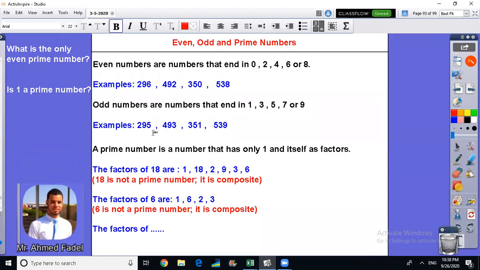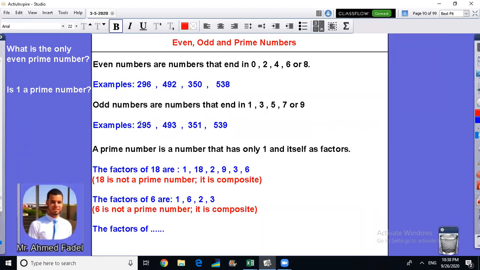So here, 295. Someone might say, oh, Mr., 2 is an even number. Well, but we agreed it ends in what? 5. 5 is an odd number. So I don't care about the first digit. I don't care about the second digit either. All that I care about is the last digit to determine whether this is an odd or an even number. Here, it ends with 5, it's an odd number. Ends with 3, it's an odd number. Ends with 1, it's an odd number. Ends with 9, it is an odd number.